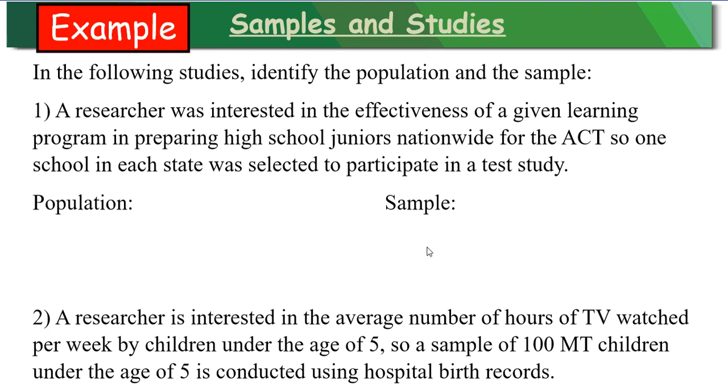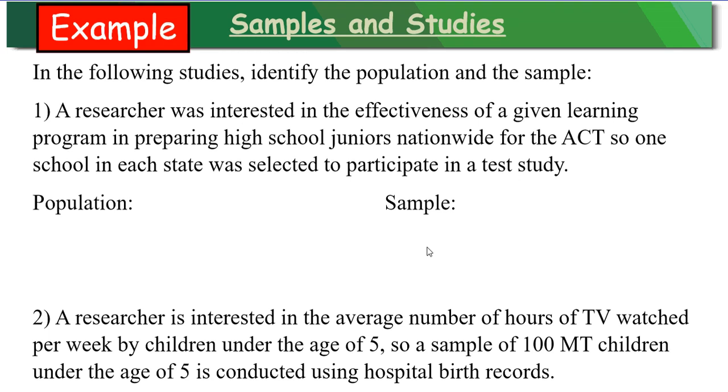In the following studies, they're going to give you some scenarios and ask you what was the population they were interested in studying and what was the sample of that population they actually chose to study. So situation number one: a researcher was interested in the effectiveness of a given learning program in prepping high school juniors nationwide for the ACT. So one school in each state was selected to participate in a test study.